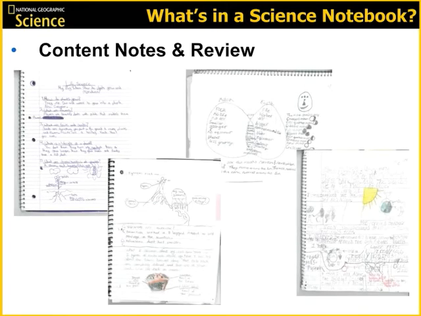The third element, content notes and review, mostly relates to second through fifth grade students. Students should be encouraged to jot down notes from each lesson in their science notebook. Let them know they can include graphic organizers, charts, lists, questions, and sketches. In your teacher's edition, suggestions for note-taking appear at point of use.